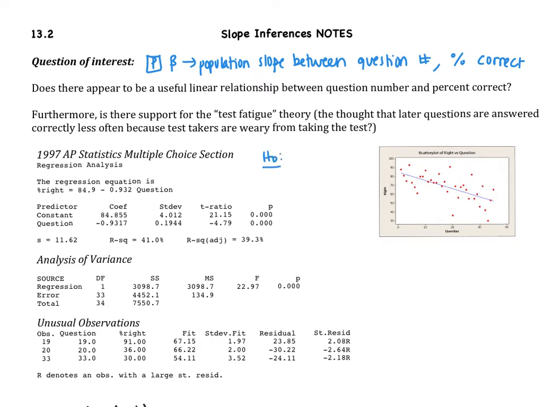Your null, 99.9% of the time, you are assuming that the population slope is 0. Slope of 0 is a horizontal line. That means there's no useful relationship. If we were answering the first question, does there appear to be a useful linear relationship, that would mean that our alternative is that beta is not equal to 0. Slope is non-zero, could be positive or negative. The second one is, is there support for the test fatigue theory, the thought that later questions are answered correctly less often because test takers are weary. We talked about, yes, it looks like there's evidence because there's a negative slope. In that case, the alternative would be that beta is less than 0. So these are two different questions, two different alternatives.